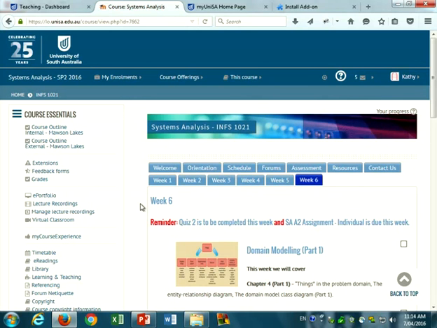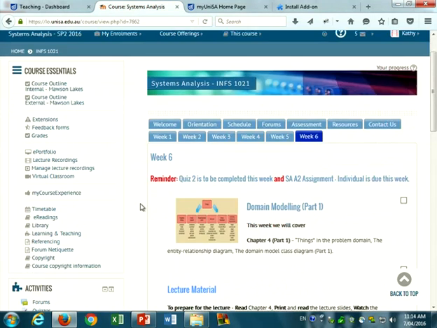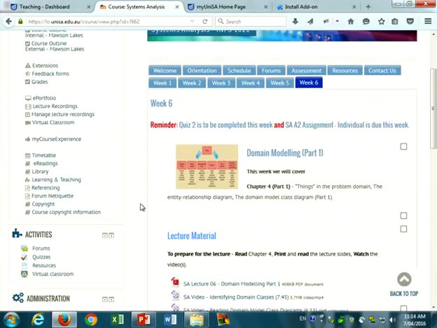Okay, so week 6, how time flies. A couple of reminders for you for this week. Quiz 2 is to be completed this week. It's been open all week. You have until 11 p.m. Sunday to complete the quiz. And your individual assignment is also due this week.